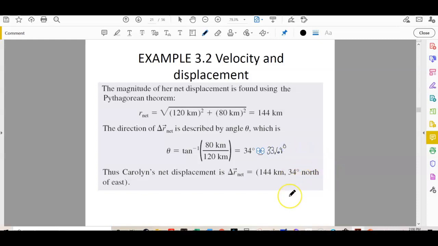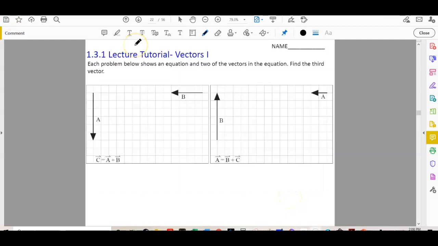And to the north. Okay? So now you could go on and do your lecture tutorials. Okay, so this first lecture tutorial, let's just do one of them, is kind of like what we first were doing.